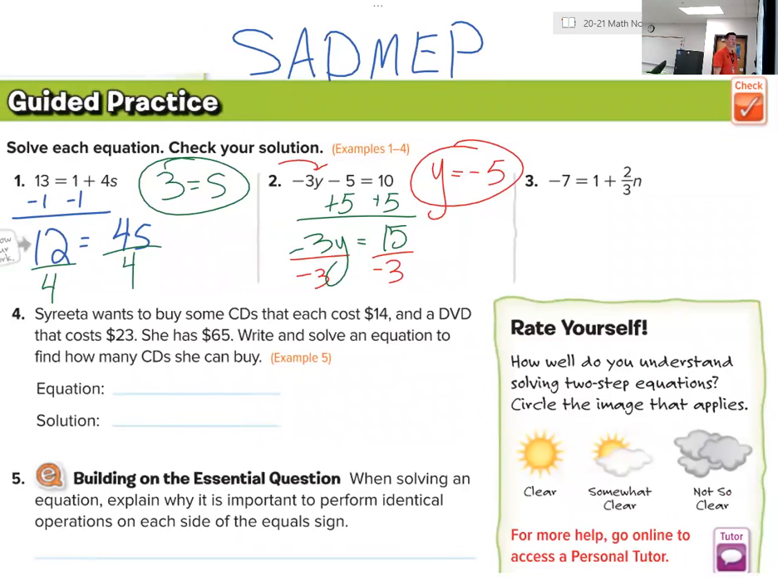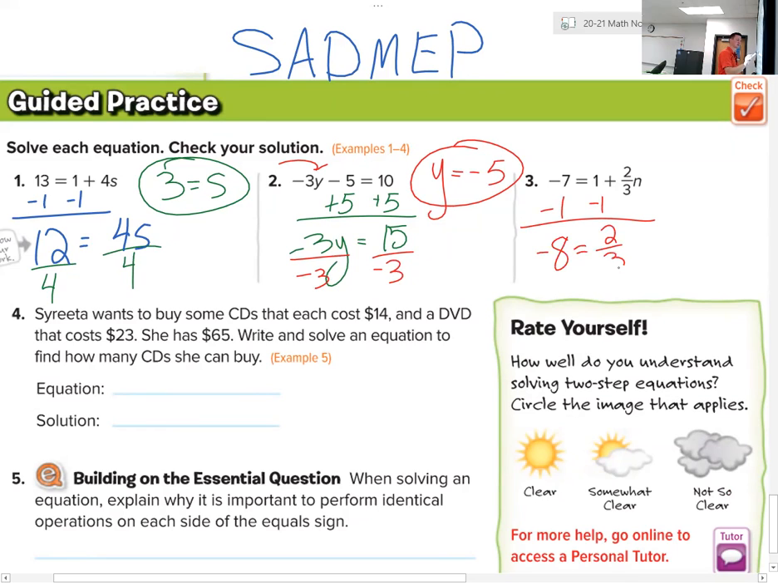All right, now we got this one. We have negative 7 equals 1 plus 2/3 n. What's happening to the variable? Well, a 1 is being added to it, and it's 2/3 of the variable. The opposite of a positive 1 is minus 1. Negative 7 minus 1 is negative 8.